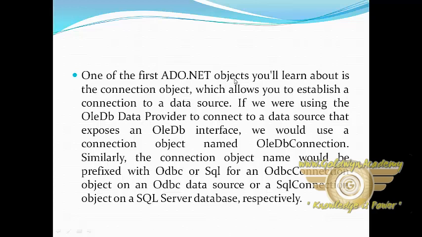One of the first ADO.NET objects you will learn about is the connection object, which allows you to establish a connection to a data source. If we were using the OLEDB data provider to connect to a data source that exposes an OLEDB interface, we would use a connection object named OleDbConnection. Similarly, the connection object name would be prefixed with ODBC or SQL for an ODBC connection object on an ODBC data source or a SQL connection object on a SQL Server database respectively.